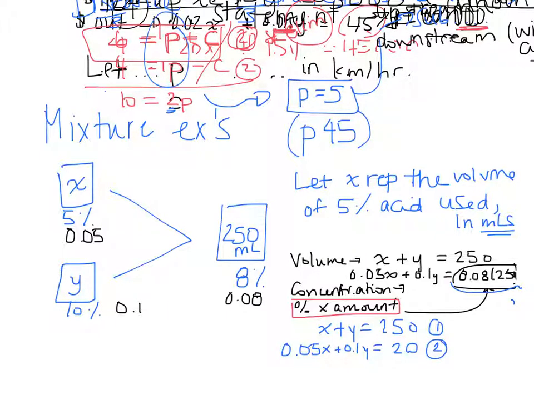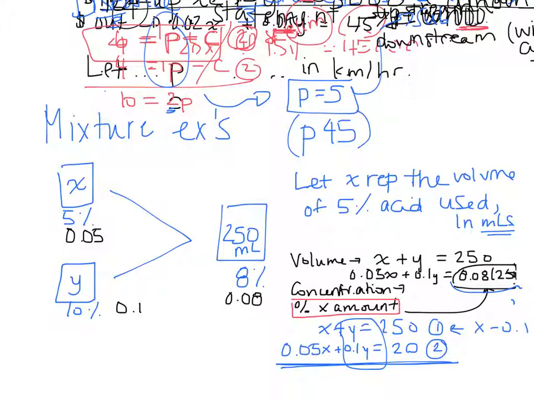Just like last time, we can choose to eliminate these decimals by multiplying by 100. We don't have to. You can easily do elimination by working with the decimals if you want to. If you wanted to eliminate by keeping the decimals, you would want to multiply this equation probably by negative 0.1 to eliminate the y's. Alternatively, you could multiply by negative 0.05 to eliminate the x's, or you could just multiply the whole second equation to get rid of the decimals and start with that.